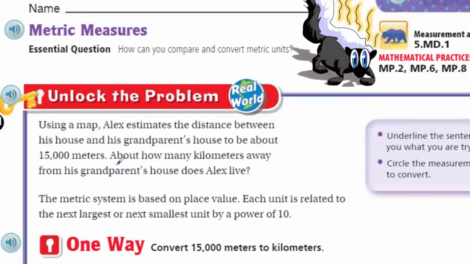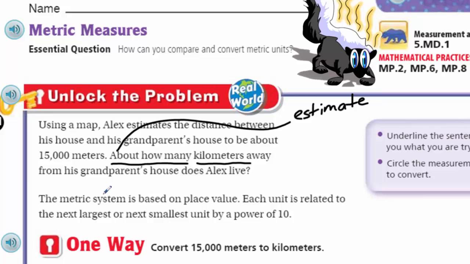Again, this is so easy. It says it right here: about how many. The key thing here is the word about, so let me mark this page up this time. That word about lets us know that we're going to estimate. We're going to make a good guess based on mathematics and what we understand. When we estimate numbers, we say, about how many kilometers away. The entire question, what we're trying to find, is how many kilometers away from his grandparents' house does Alex live?